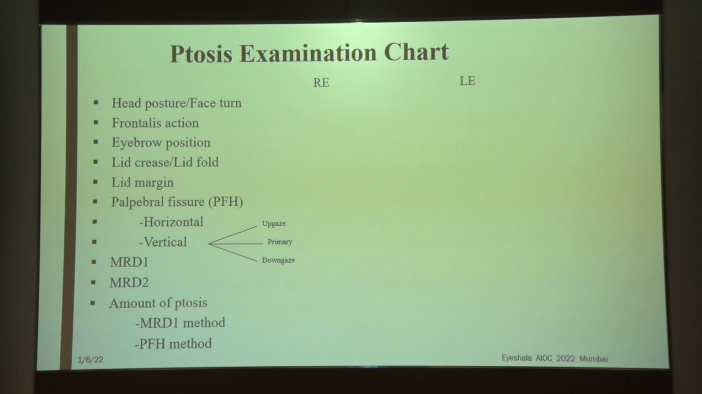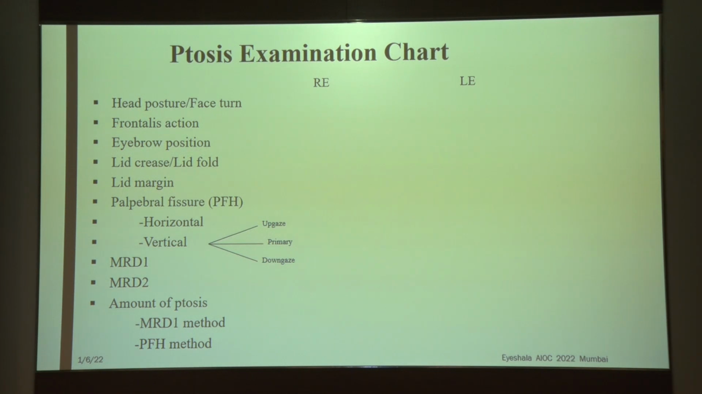Then the most important points, two very important measurements which help you in measuring the amount of ptosis, are the palpebral fissure height and MRD1. So palpebral fissure height, horizontal as well as vertical. Practically we go for the vertical one, but in some cases like in blepharophimosis, the horizontal measurement is very important. Vertically also take care that you check in the primary gaze, up gaze and the down gaze, though the measurements practically we would use are for the primary gaze.